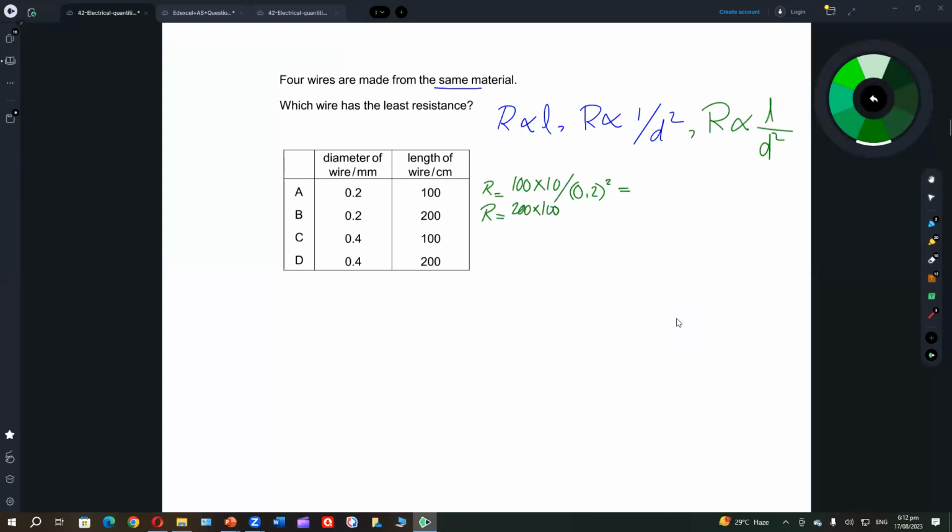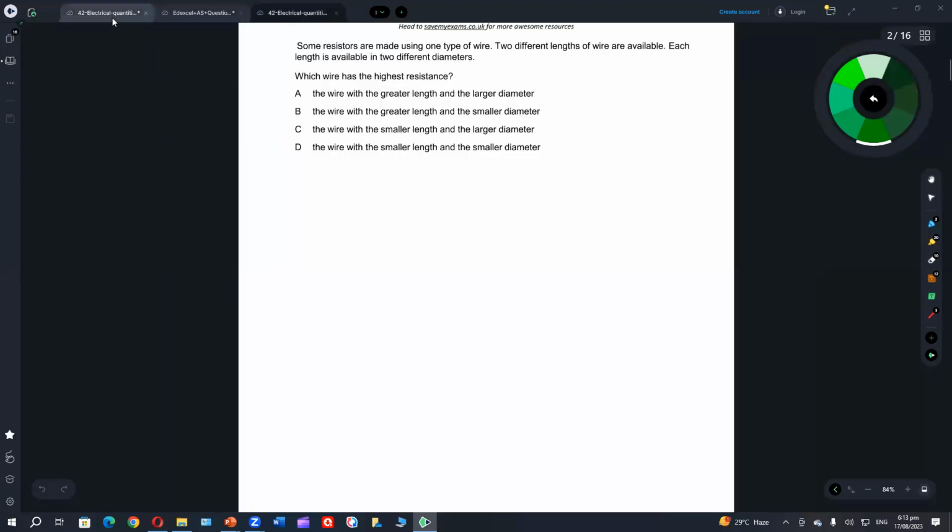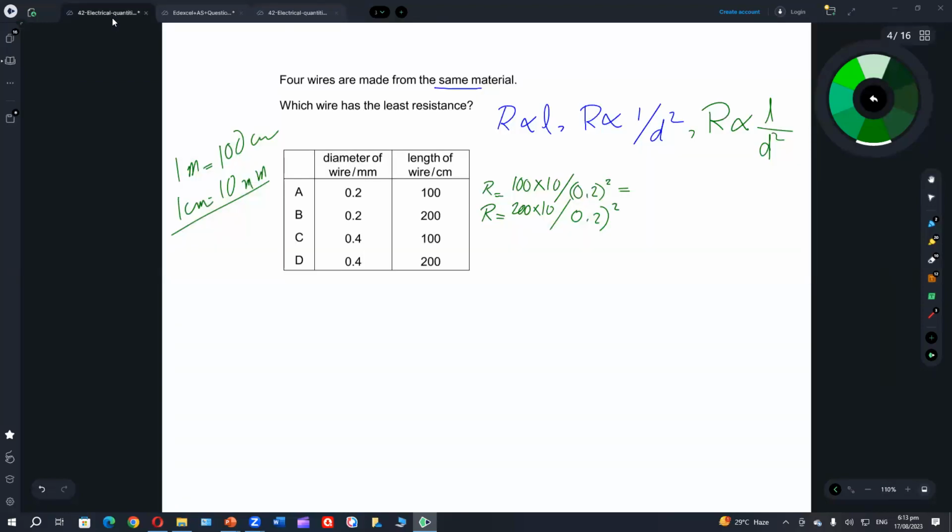Please work with me the way I am working. Remember this concept that 1 meter is equal to 100 centimeter and 1 centimeter is equal to 10 millimeter. He's asking for least resistance.